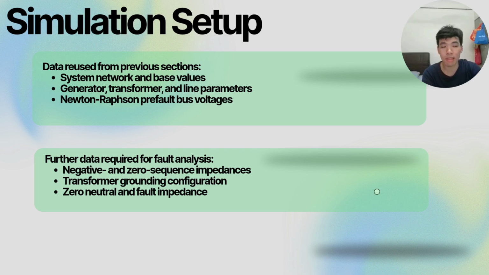So in order to simulate these faults, there are a few data that are needed for the simulation setup. However, some data can be reused from the previous section, for example, the system network base values, the generator, transformer, and line parameters, as well as the bus voltages that are obtained from my groupmates who found the bus voltage using the Newton-Raphson method. We use these bus voltages as the pre-fault bus voltages during the fault analysis of this section. And there are a few further data that are required for the fault analysis, which are the negative and zero sequence impedance, the transformer grounding configuration, and also the neutral and fault impedance.